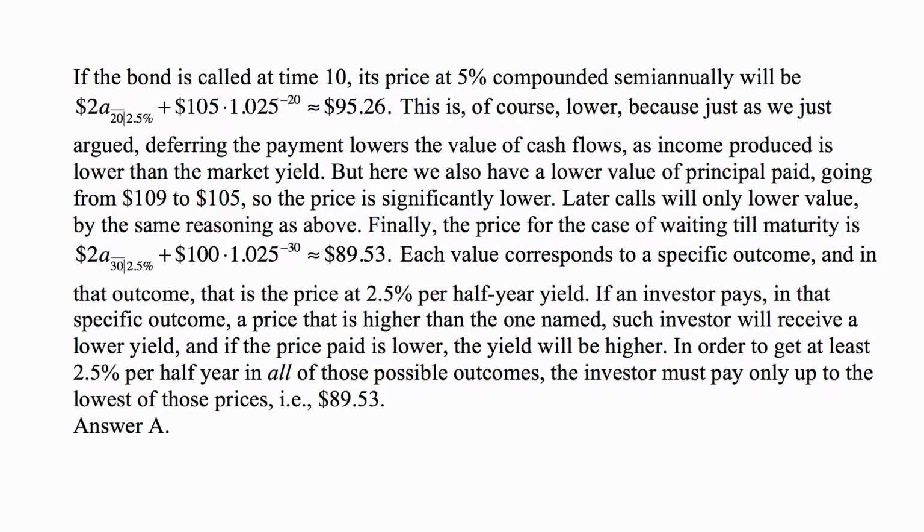Now, if an investor pays in that specific outcome a price that is higher than the one named, such investor will receive a lower yield, and if the price paid is lower, the yield will be higher. In order to get at least 2.5% per half year in all of those possible outcomes, the investor must pay only up to the lowest of those prices we just calculated, so 89.53, which is answer A.